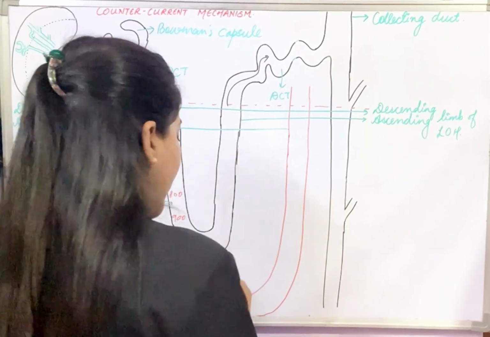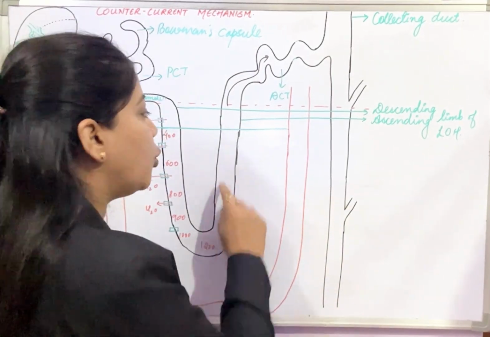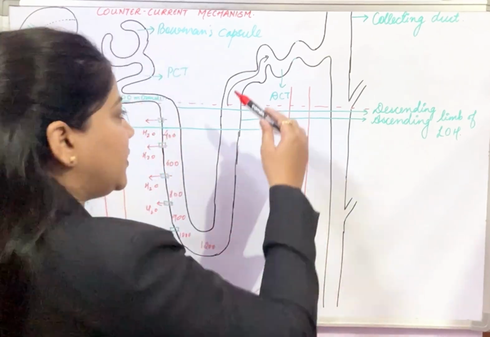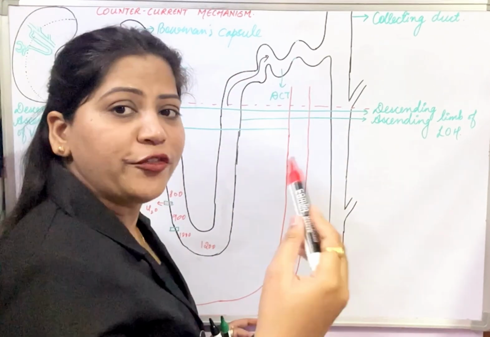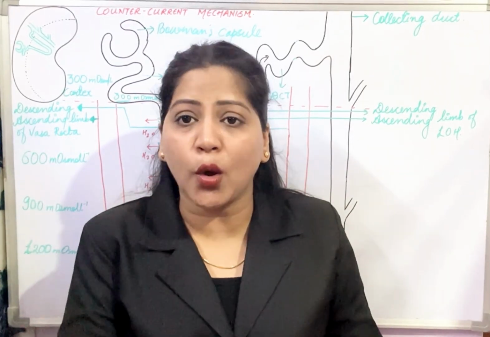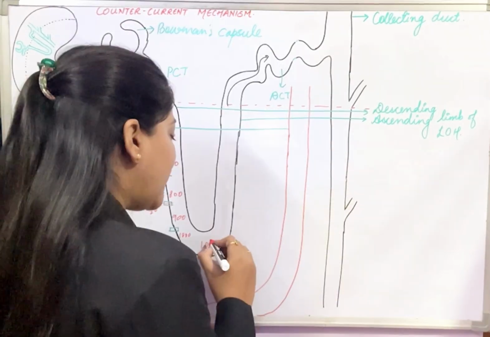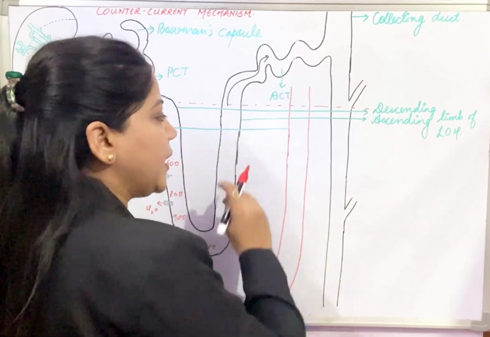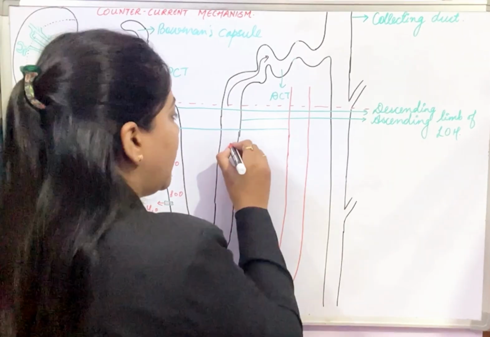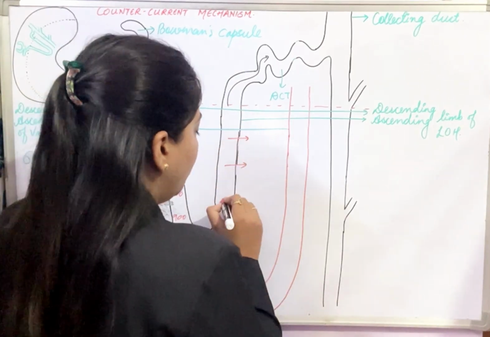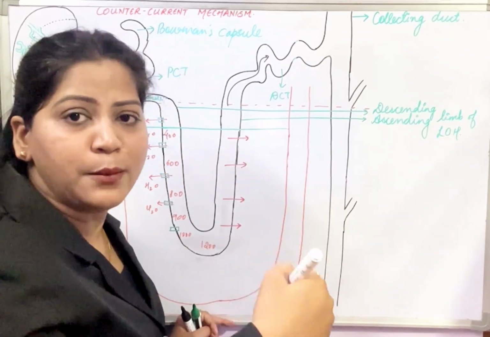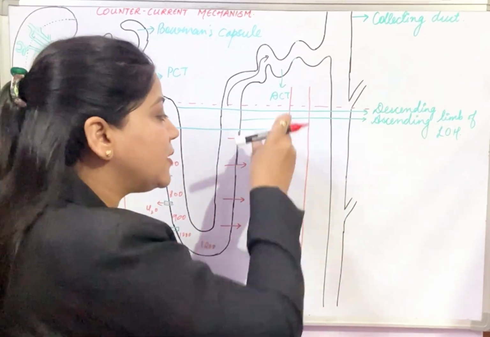Now let's see what happens when the filtrate moves in the ascending limb of the loop of Henle. This portion is not permeable to water. Thus, water is not going to move out of it. As the fluid moves upward in the ascending limb toward the DCT, the ions and solutes will move out of it to the interstitial fluid of the kidney.